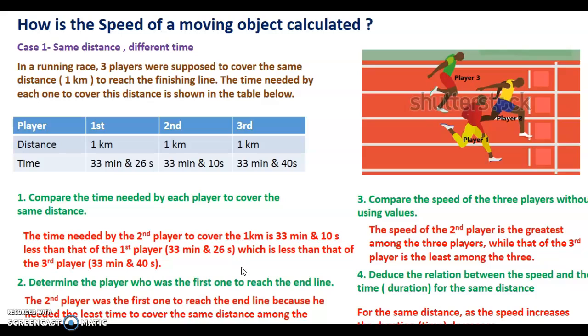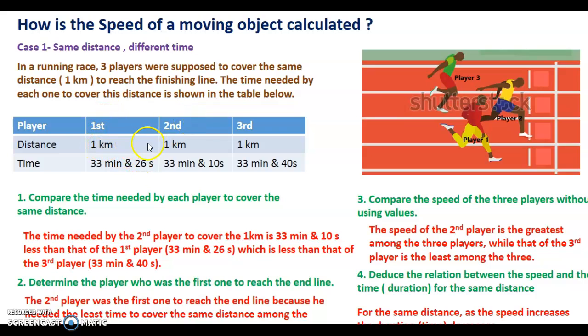How is the speed of a moving object calculated? Case 1: same distance, different time. In a running race, 3 players were supposed to cover the same distance, which is 1 kilometer, to reach the finishing line. The time needed by each one to cover this distance is shown in the table below.